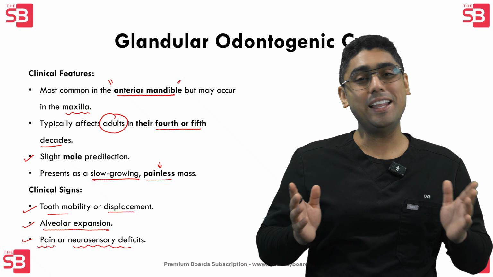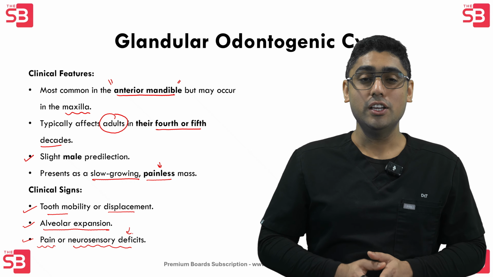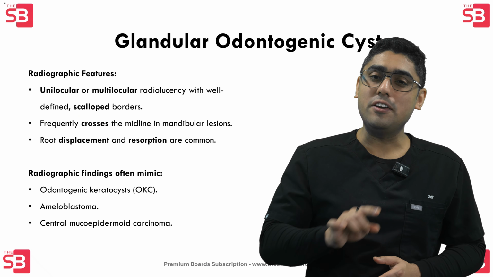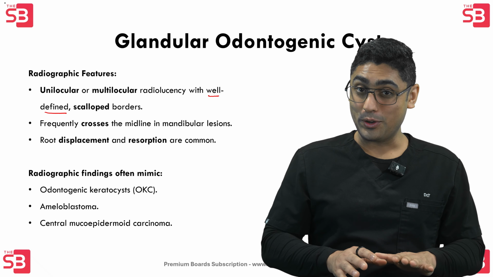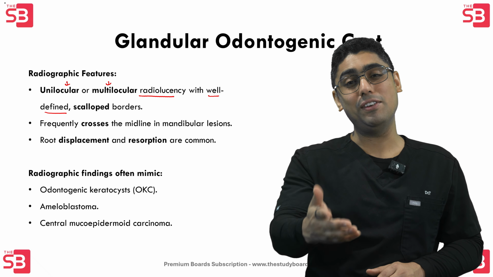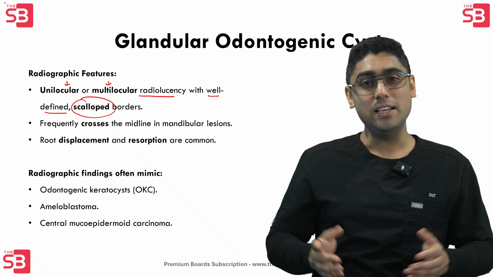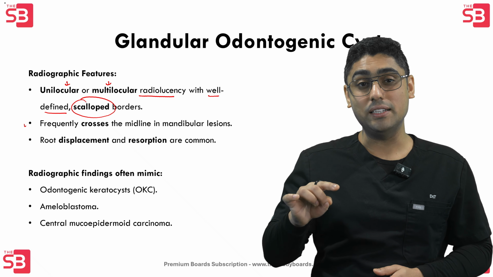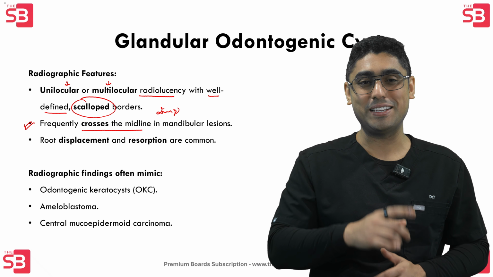Alright, now let's look at how a glandular odontogenic cyst appears radiographically. So you will see a well-defined radiolucency which can either be unilocular or multilocular, and it often has those scalloped borders that immediately will catch your eye. Now one very interesting feature, especially in the mandible, is that it can cross the midline. Not many jaw lesions actually do that, so it's a helpful diagnostic clue.